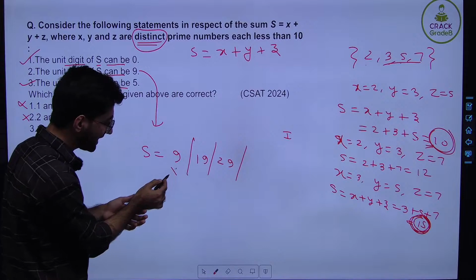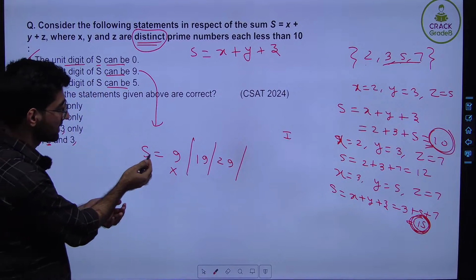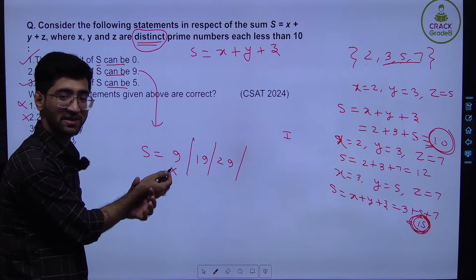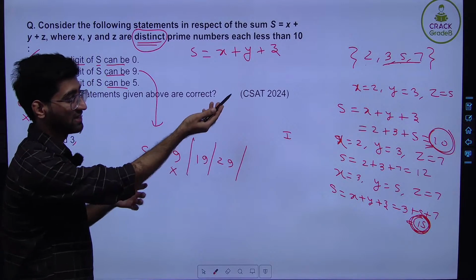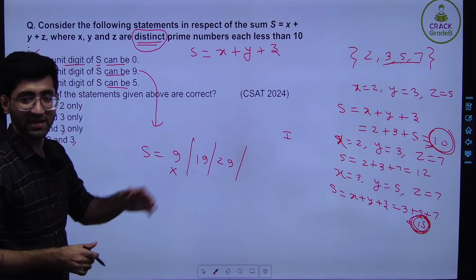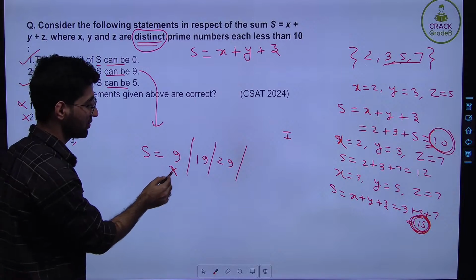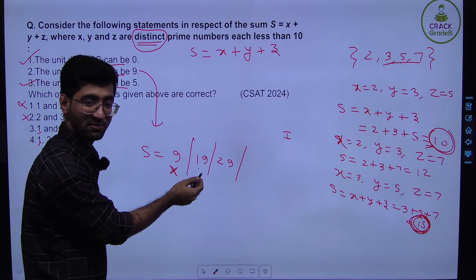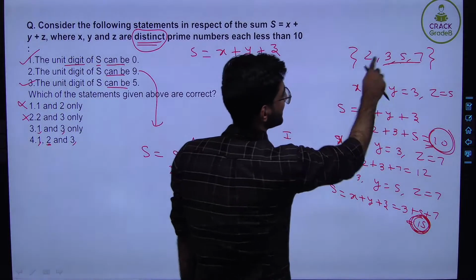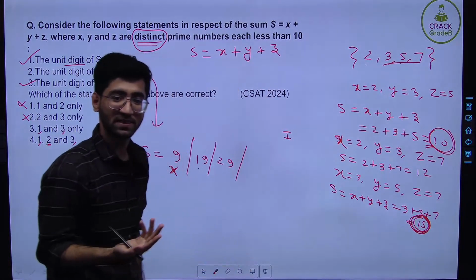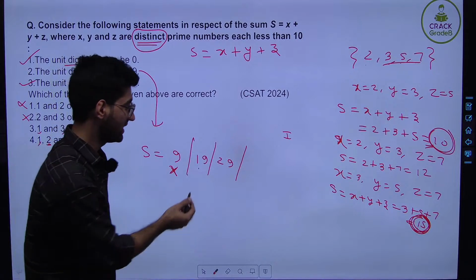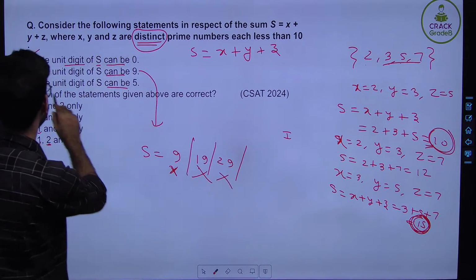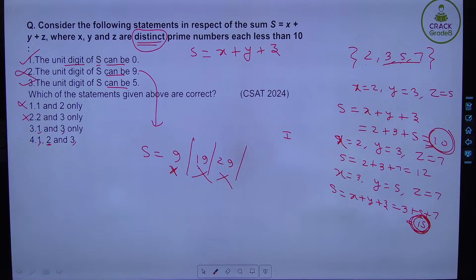Now notice this thing. Can S be 9? No, S can't be 9. Why? The minimum possible value of S is 10. Can S be 19? No, S can't be 19. Can you add any 3 values to get 19? You can't, right? So obviously this is incorrect. So statement 2 is incorrect, and obviously option number 3 is correct.